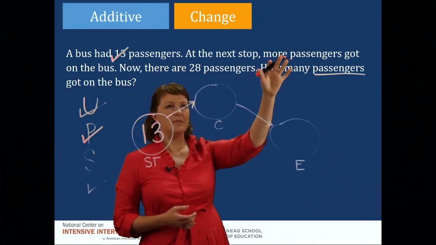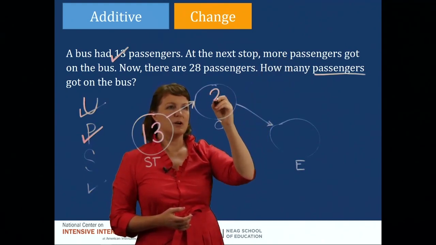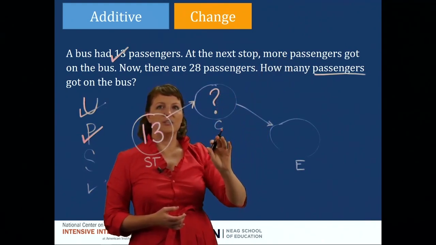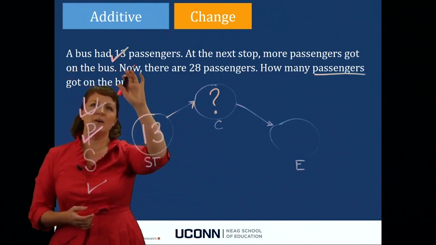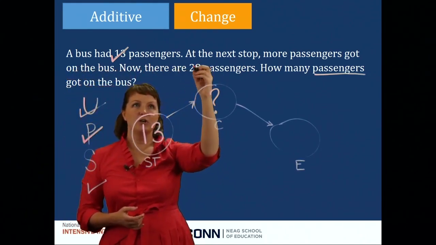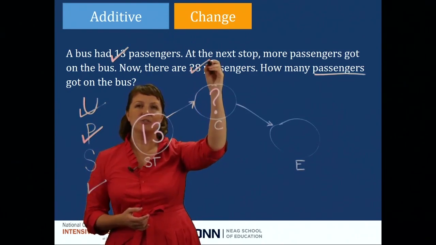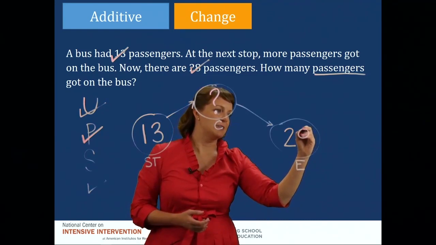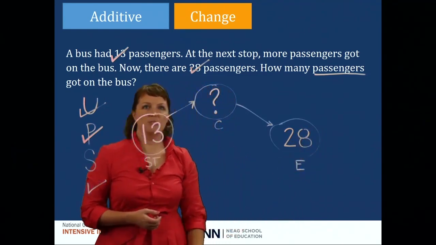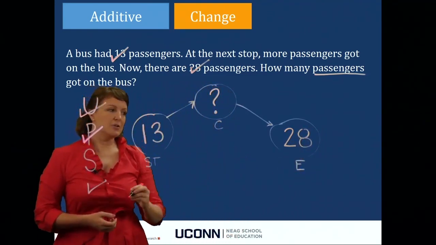Now at the next stop, more passengers got on the bus. It doesn't tell me how many more, so I'm not sure. I'll mark that with a question mark. I don't know the change in the number of passengers. But if I keep reading, now there are 28 passengers. 28 is a number that talks about passengers, and I'll check it off so I don't use it again, and it tells me the end amount, because now there are 28 passengers on the bus. So now I'm going to solve this problem.